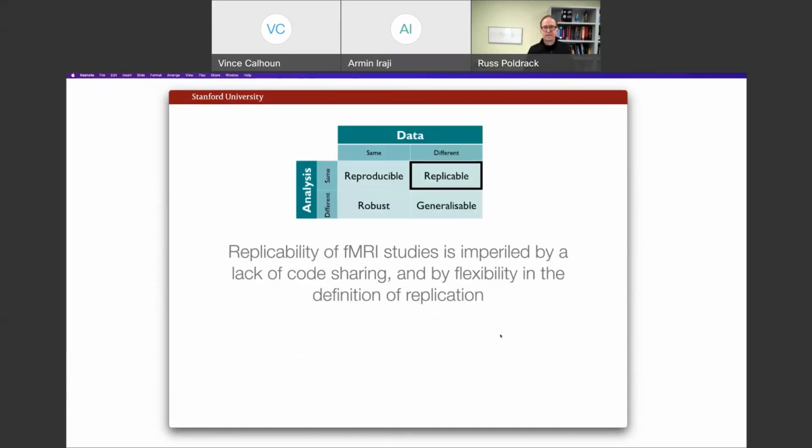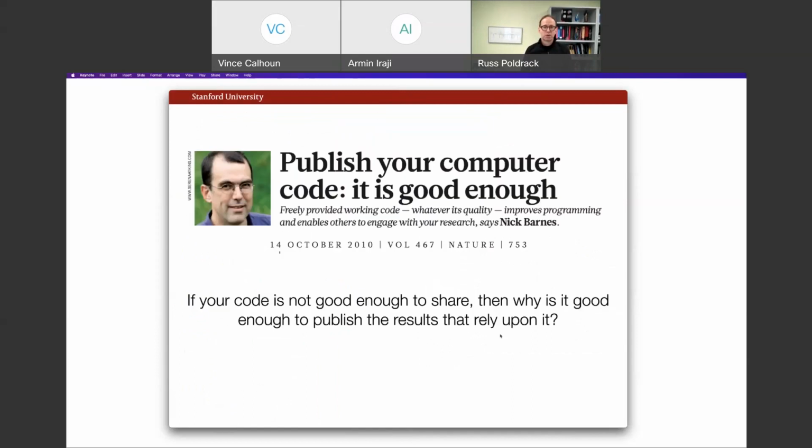And so, we think that replicability is imperiled both by a lack of code sharing and by flexibility in the definition of replication. So clearly, we need to share our code, right? And many people are worried about sharing their code. And I think one thing to ask yourself is, if your code is not good enough to share, then why do you think it's good enough to share the results that rely upon the code in a publication?